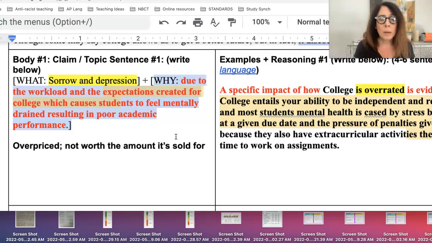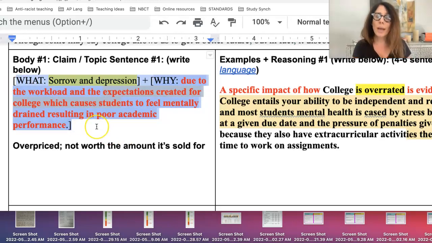Okay, so now we're going to take a look at your topic sentences. It has to include a what and a why. So the what is your claim and the why is really so what? What's the impact? What is the result? So to get to the why, I like this phrase due to, but you can also have because, or you can also have comma which. So this writer needs to put this into a sentence.